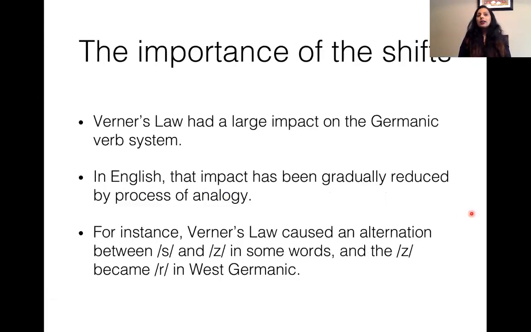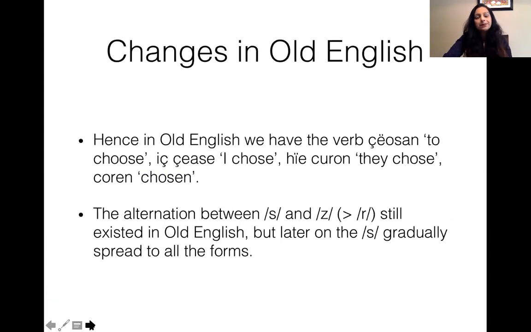Why are Grimm's law and Verner's law really, really important? They're important because it had a large impact on the Germanic verb system. So Verner's law caused alterations between s and z in some words in West Germanic. And so there were a lot of different changes that happened because of Grimm's law and Verner's law. And that's why it's really important for us to understand these sound changes.